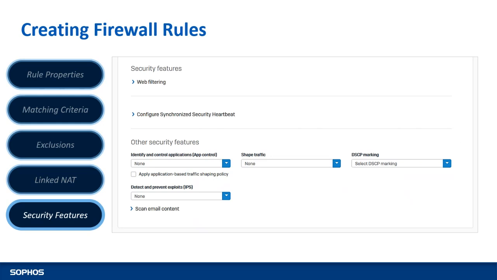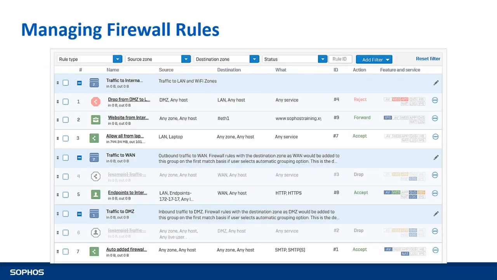At the end of the firewall rule, you can enable security features and select policies for web filtering, IPS, application control, all the security that you want to apply, okay? Now that you have seen how to create a firewall rule, let's see how to manage firewall rules. It's not only about creating them, okay? It's to manage them too.